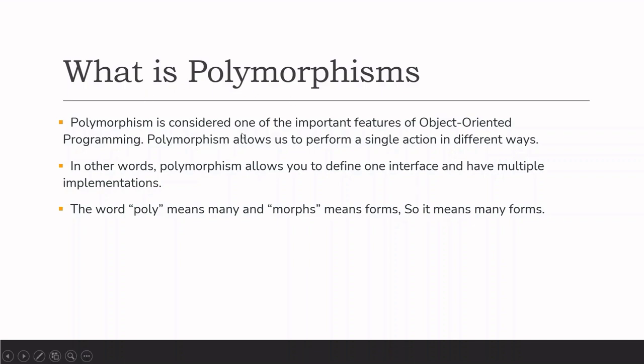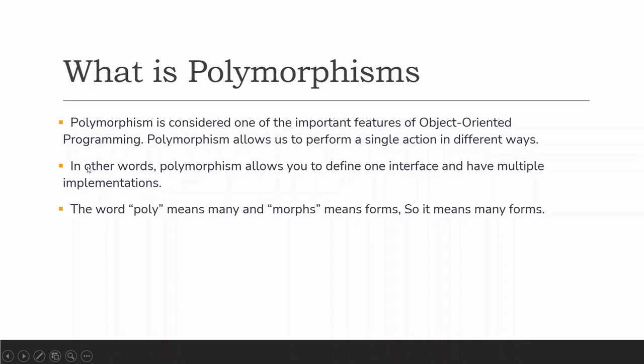Polymorphism is considered one of the important features of object oriented programming. Polymorphism allows us to perform a single action in different ways. In other words, polymorphism allows you to define one interface and have multiple implementations. In Java or any other language, this will be the description of polymorphism. Okay, so next, types of polymorphism. This will be the next topic.